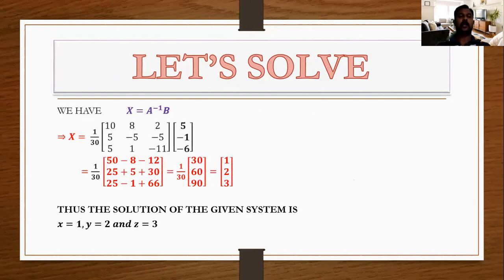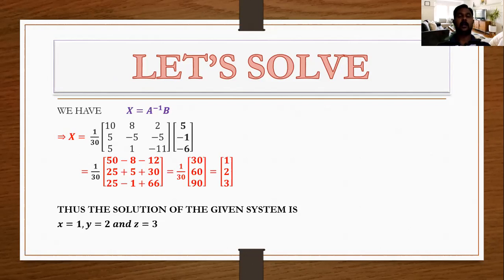Directly we are solving. We have X is equal to A inverse into B. That is, X equal to A inverse, we substituted into B. I am keeping 1 by 30 outside again and multiplying those two matrices directly. A 3 by 3 matrix into a 3 by 1 matrix. The resultant will be a 3 by 1 matrix. After proper calculation and simplification, finally I reach a column matrix 1, 2, 3. What was X? The column matrix x, y, z. Directly you can write, thus, the solution of the given system is x equal to 1, y equal to 2, and z equal to 3.